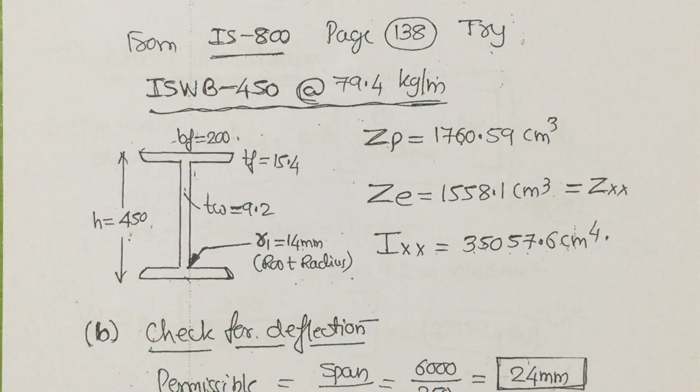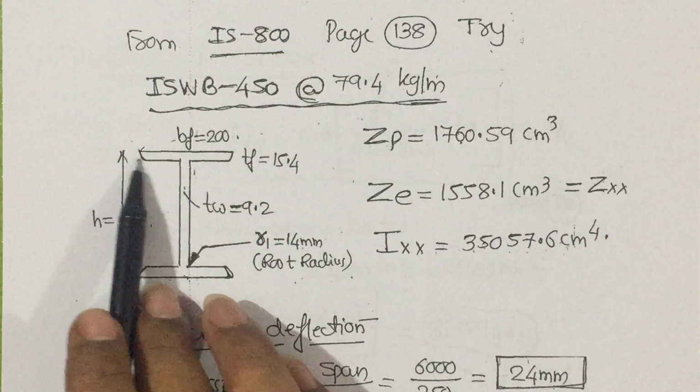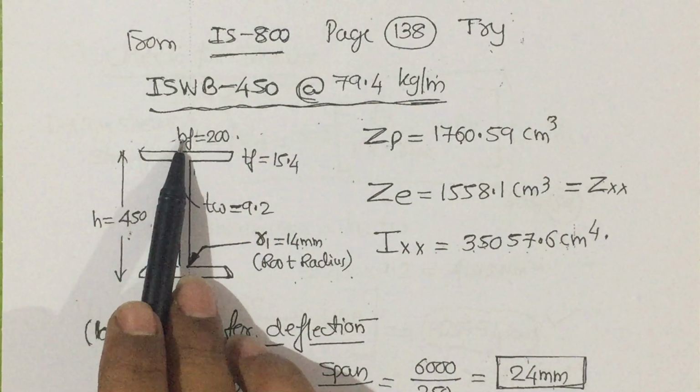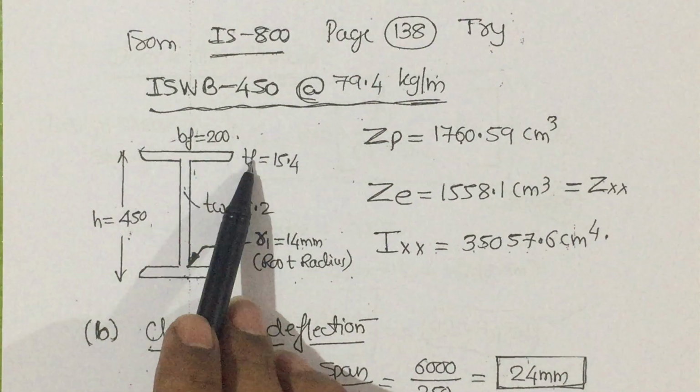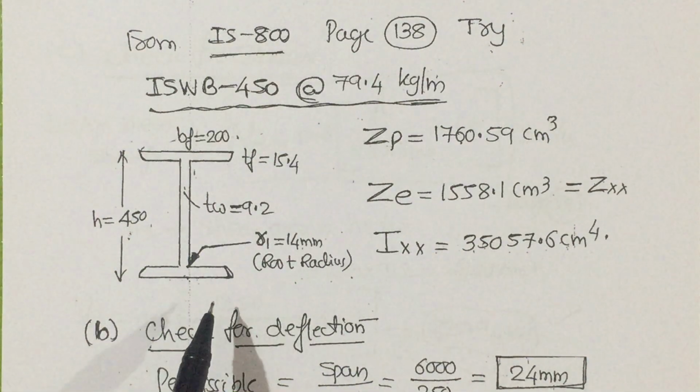Now, once you have selected the section, then from the steel table you will get all the values like H, width of the flange, thickness of the flange, then thickness of the web, radius at the root.